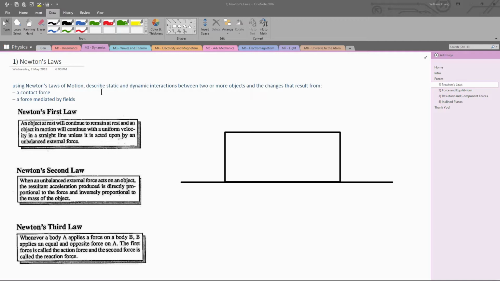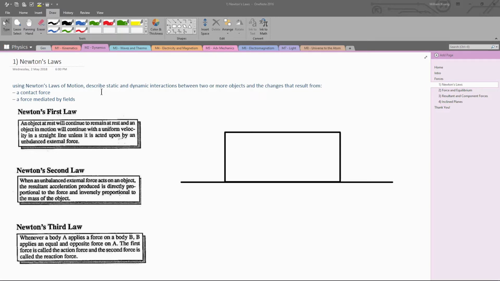So reading this out, quote by quote, an object at rest will continue to remain at rest, and an object in motion will continue with a uniform velocity in a straight line unless it is acted upon by an unbalanced external force. What this means is that whatever your current velocity is, whether that be zero, meaning you're at rest, or you have a particular velocity value, an object with mass will tend to stay in that motion. Okay, so that's Newton's first law.